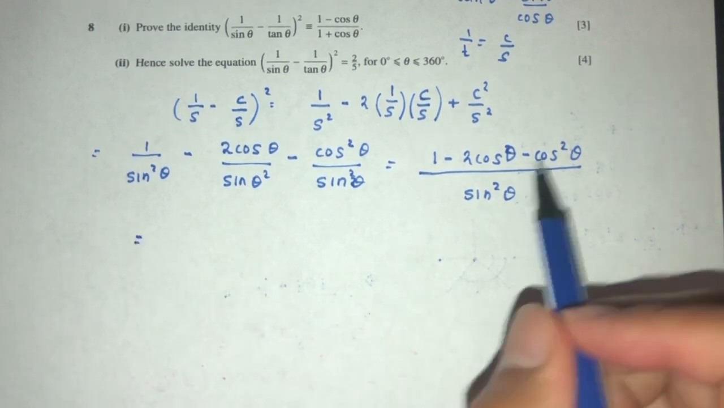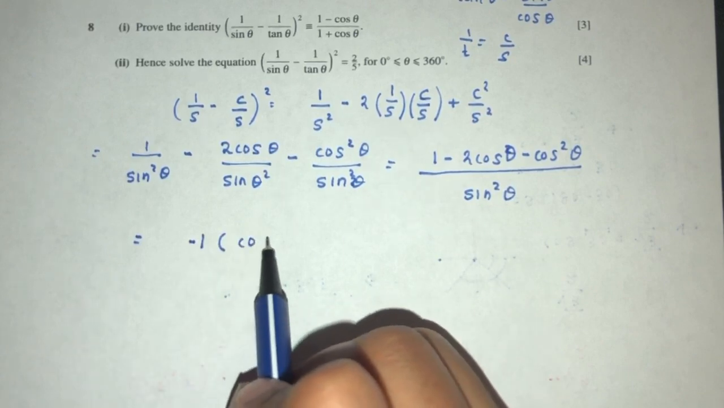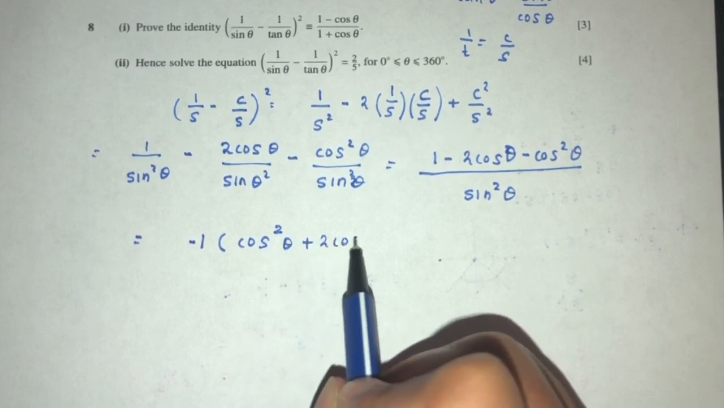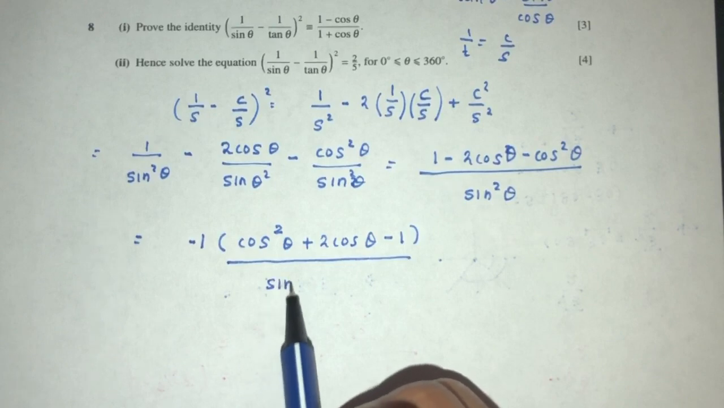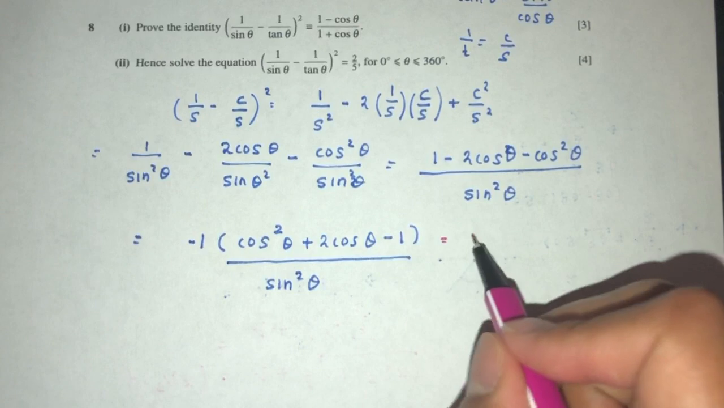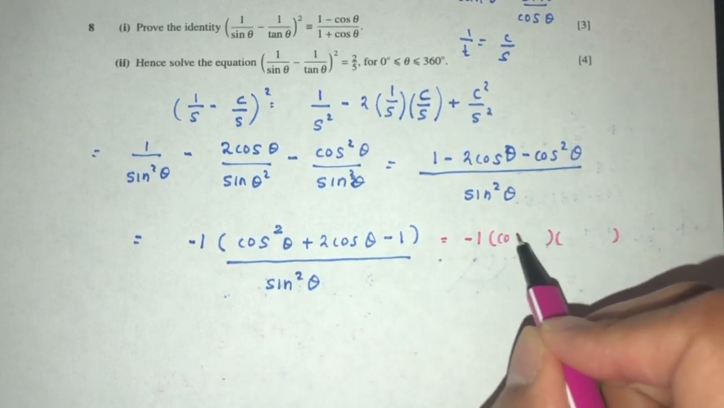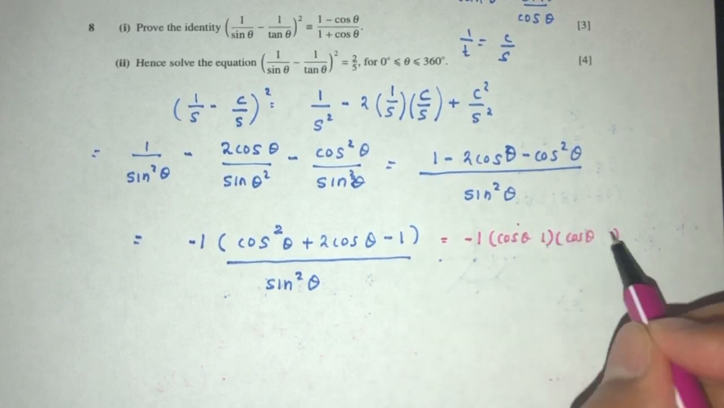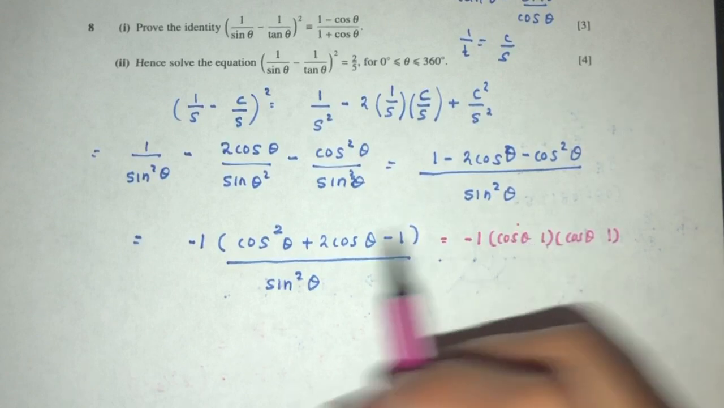For example, let me take out minus because I don't like to work with minus. You will have minus 1 outside. Inside you will have cos square theta plus 2 cos theta minus 1. At the base we will have sine square theta. Now this will give you what? Minus 1 times, this will be factorization. That will be cos theta. 1 is 1 times 1. To get plus 2 we have to have what? Here we have to have plus 2.